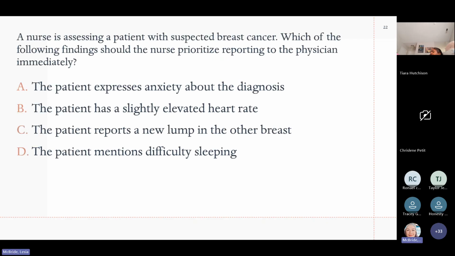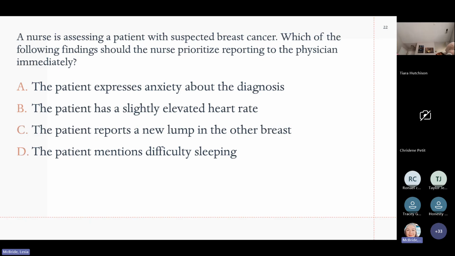Okay, a nurse is assessing a patient with suspected breast cancer. Which of the following findings should the nurse prioritize reporting to the physician immediately? Well, the patient is going to express anxiety about the diagnosis. I haven't met anyone yet who did not get anxious when they were told they had cancer.